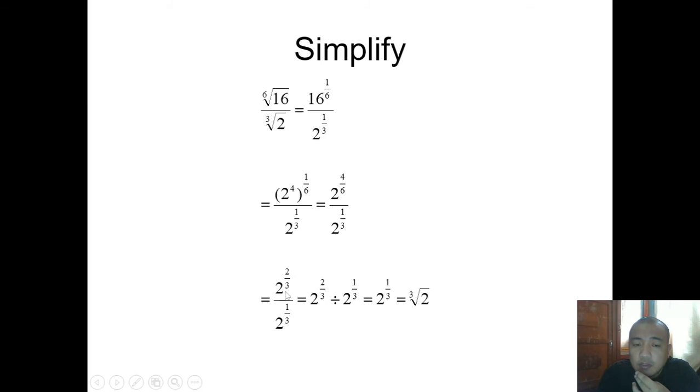2 raised to 2/3 divided by 2 raised to 1/3 means, applying the quotient rule, you divide two numbers with the same base, subtract the exponents. So 2/3 minus 1/3 is 1/3. So the final answer is 2 raised to 1/3, which means the cube root of 2. Okay, the 6th root of 16 divided by the cube root of 2 is the cube root of 2. Yeah, that's the final answer.